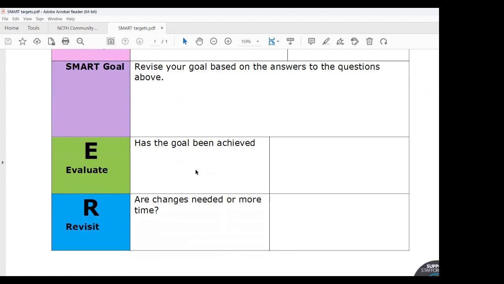Okay, so with the E and the R, you're looking at the goal and checking it and evaluating it. It's possible that I had picked War and Peace, and it did take me longer than a month to read. So if I'm going to read big, thick books, maybe I should pick one book every 2 months, or maybe I should change my goal and pick a smaller book. So then I can revisit and make changes to it, evaluate it and revisit.